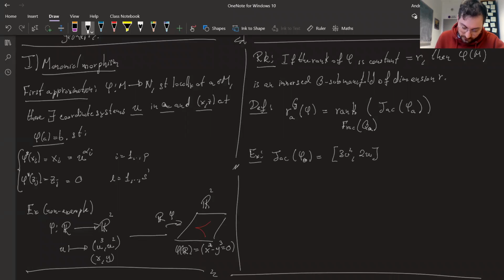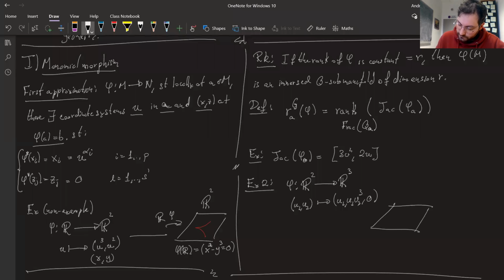Fair enough. Now let's move on to a second example before giving the definition, where I'm going to build on this idea and think about another property that we would like. So example 2. Now let's look at an example that should be a monomorphism. I'm going to take u1, u2 and send it to u1, u1 u2 to the power 3, 0. So this is something that I would like to be a monomorphism. This does look like a monomorphism, everything is injective.